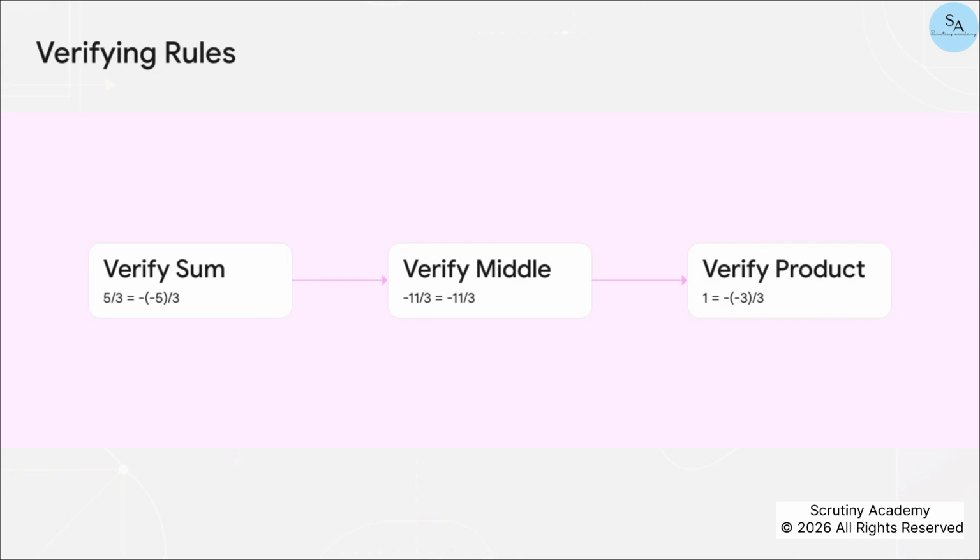Step by step, we check the rules. The sum of the zeros is 5/3, and our formula, -b over a, is -(-5) over 3, which is also 5/3. It matches. We do the exact same for the sum of products, getting -11/3 on both sides. And finally, the product of the zeros gives us 1, and -d over a gives us 1. It perfectly matches across the board. We have proven our logic is absolutely flawless.